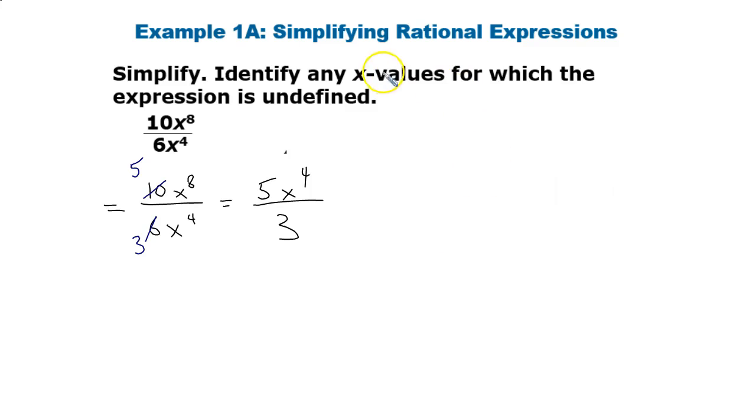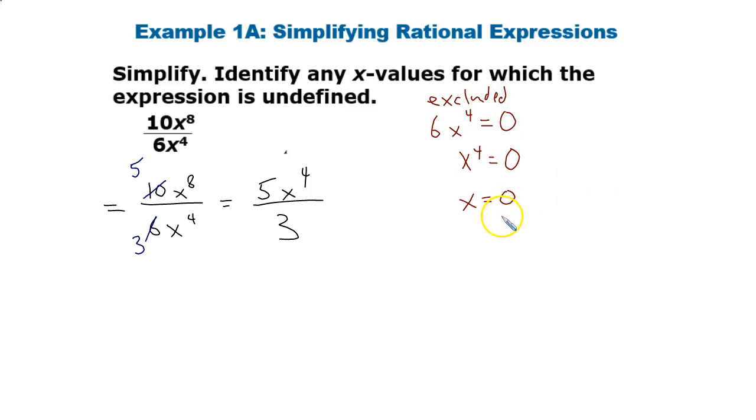Now, when you are stating the excluded values, the x values for which the expression is undefined, you're going to start at the very beginning and set that equal to 0 off to the side. So we're going to say, if 6x to the 4th were equal to 0, what would I plug in for x that would cause me to get a 0 in the denominator? Well, if I divide 0 by 6, I get x to the fourth equals 0. And if I take the fourth root of both sides, I find that x is 0. And this is the excluded value for x.